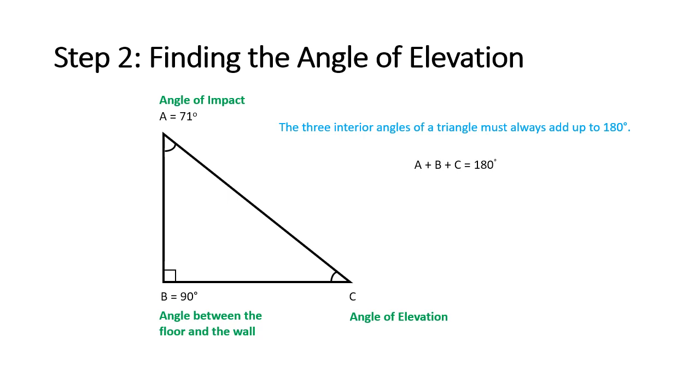So remember, our bullet was found, I believe, 78 inches above on the wall, and we're assuming that the wall and the floor are perpendicular to each other. That's why it's a 90-degree angle. And so what we're trying to do is calculate C, the angle of elevation. So if we take 71 degrees plus 90 degrees plus C, which is equal to 180, and we try to solve for C, it's just 180 minus 90 minus 71. So C is 19. Now we know our angle of elevation.